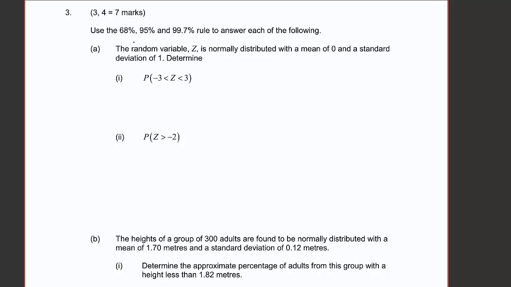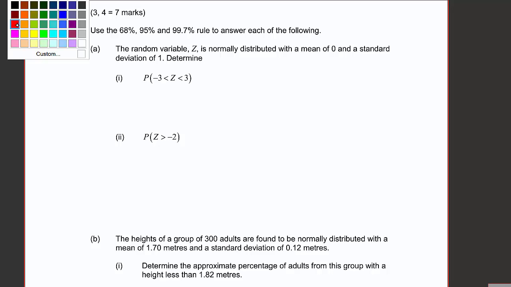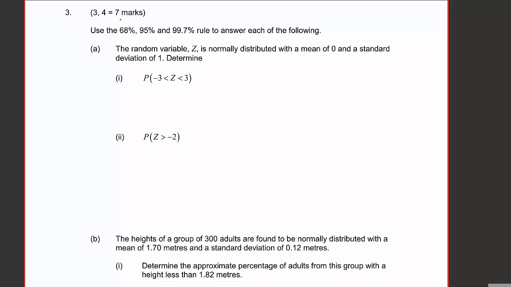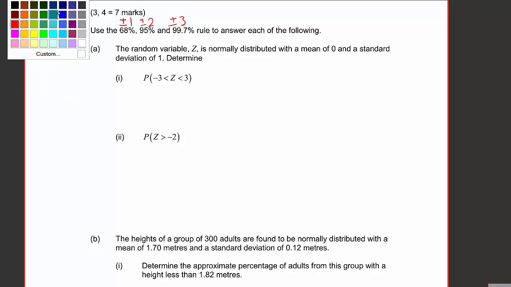Use the 68%, 95%, 99.7% rule to answer each of the following. Now remember what this refers to. So 68 is within plus or minus 1 standard deviations from the mean, plus or minus 2 for 95, and plus or minus 3 for 99.7.